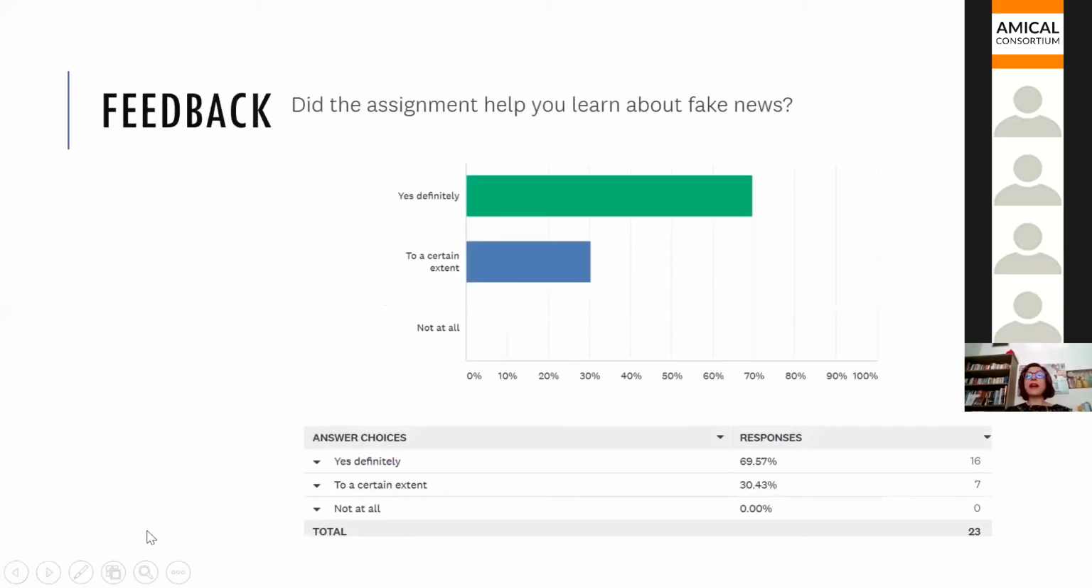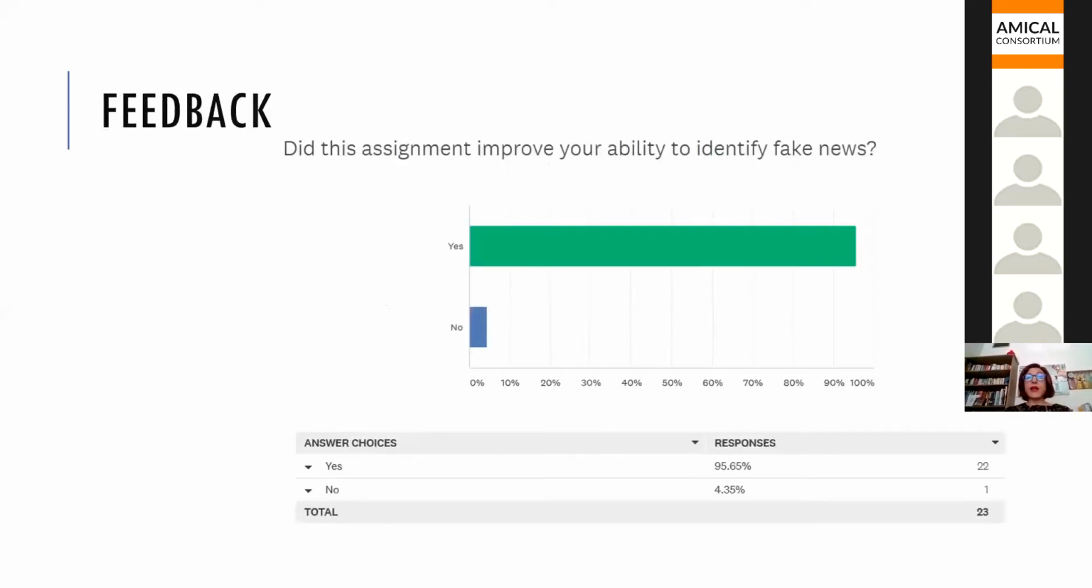Now, for the feedback that I got from students, when I asked them, did the assignment help you learn about fake news? 69.57% said yes, definitely. Whereas 30.43% said to a certain extent, but no student said not at all. When I asked them, did this assignment improve your ability to identify fake news? 95.65% said it did, whereas only 4.35% said that it did not.